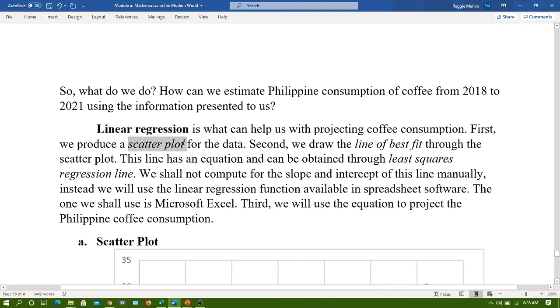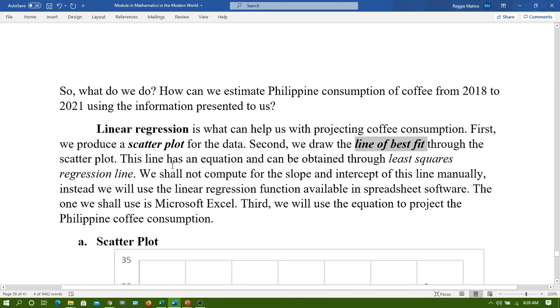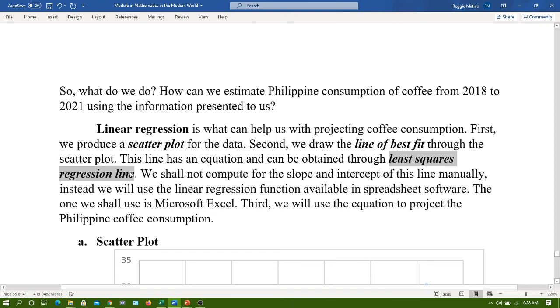Okay, so first, the scatter plot. This is just a graph. Second, we draw the line of best fit. Okay, I will show you that later. And this line has an equation and can be obtained through the least squares regression line. There are SPSS, Excel, and AMOS, other statistical tools that we can use, but this time we will use Microsoft Excel. So we shall not compute for the slope and intercept of this line manually.